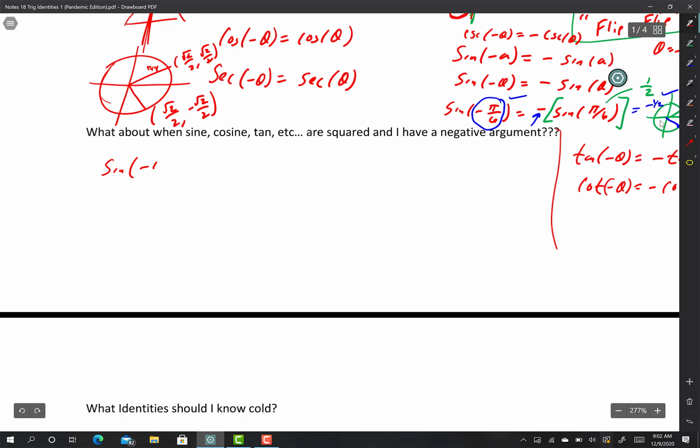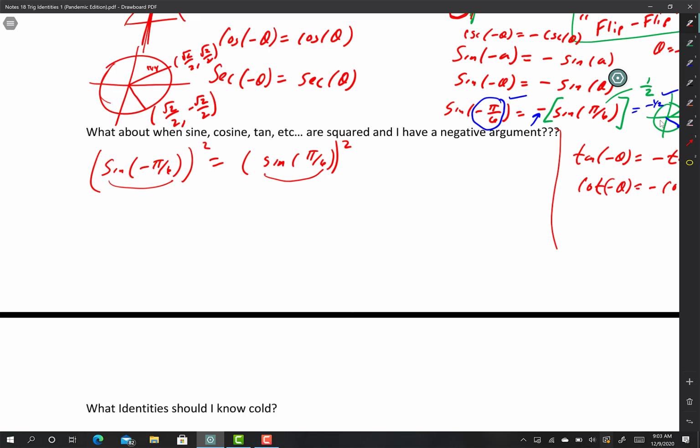Does sine of negative pi over 6, and this whole thing squared, equal the same thing as sine of pi over 6, and that squared? Yes, it does. Let me tell you why. Sine of negative pi over 6 and sine of pi over 6, even though they have opposite signs, have the same magnitude. And when you take any number with the same magnitude and square it, it's going to turn into a positive and be the same value. I hope that made sense.